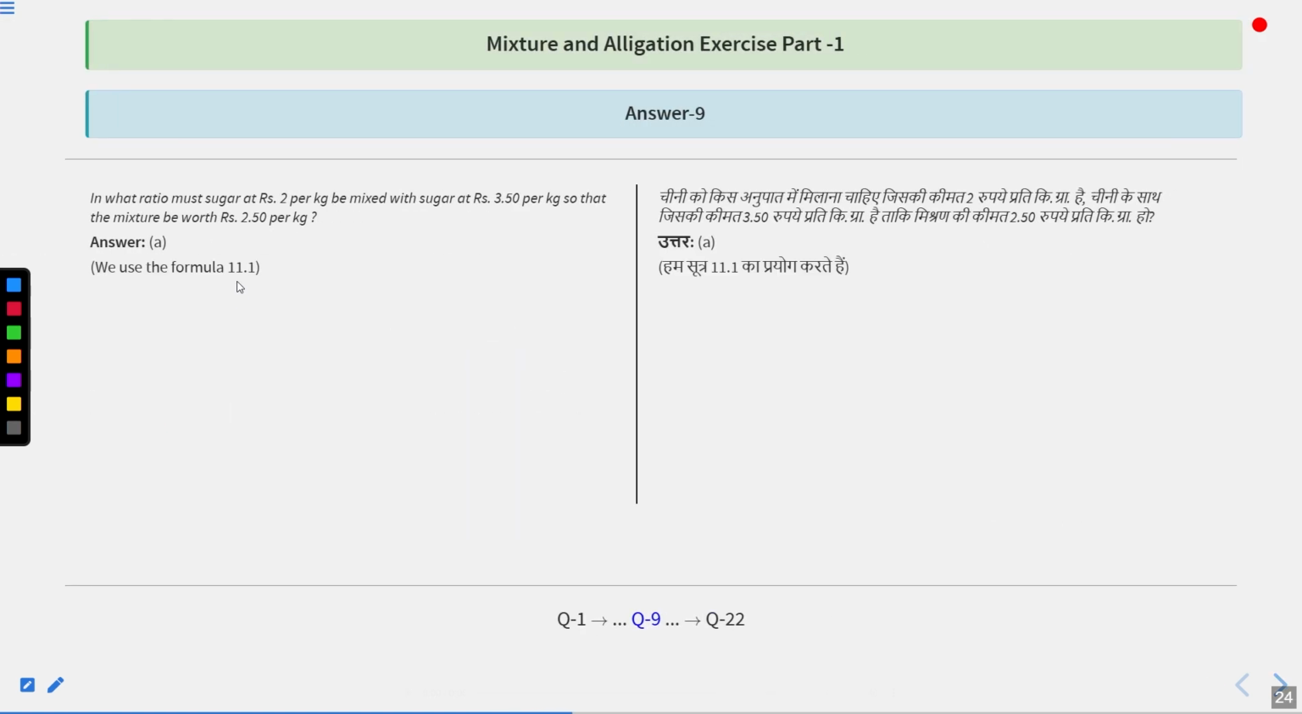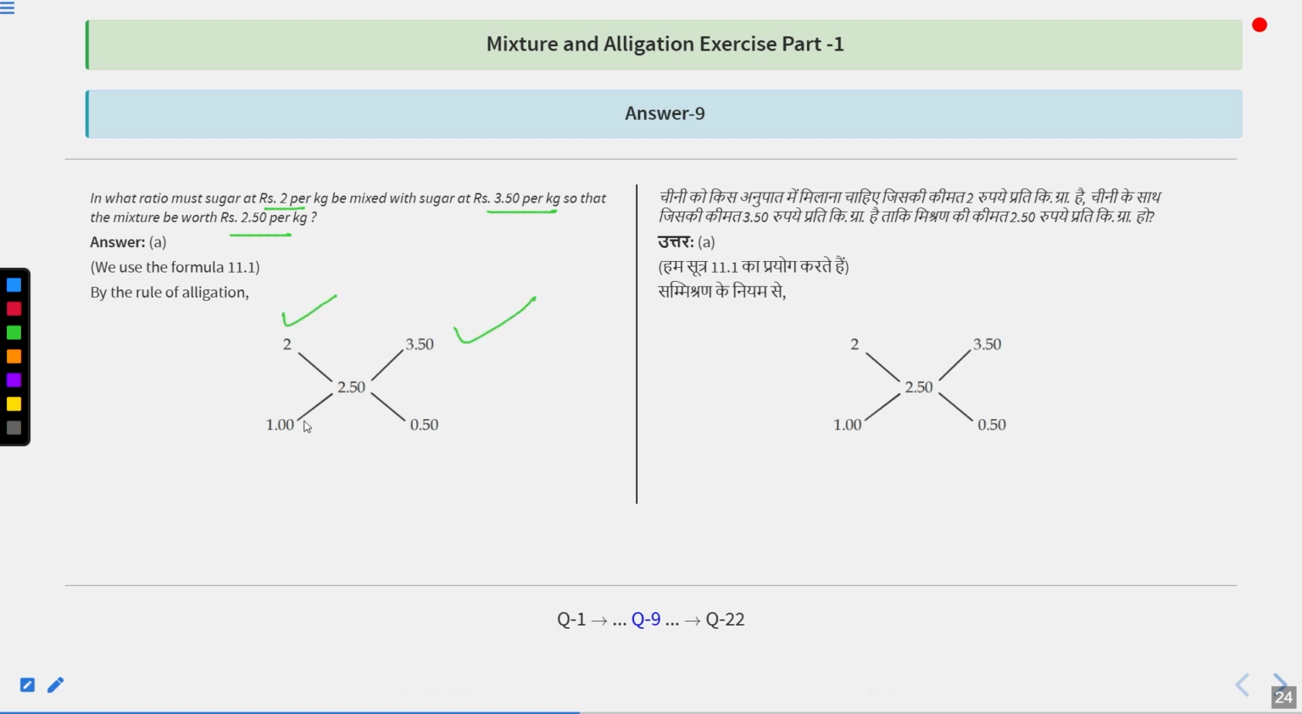Now we are going to use formula 11.1. In the question it is given that the prices of the sugar are 2 rupees and 3.5 rupees and their average is 2.50. So 2 rupees per kg sugar and 3.50 rupees per kg sugar. When we mix them, the average price should be 2.50. When we subtract, we get 1.00 to 0.50. When we calculate, we get 2 to 1. So in what ratio do we mix them? In the ratio 2:1. A is the correct answer. Next one.